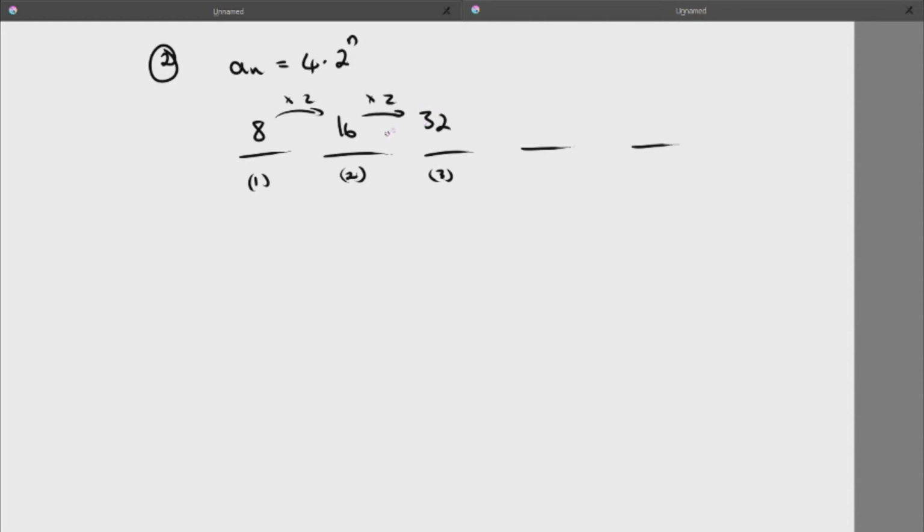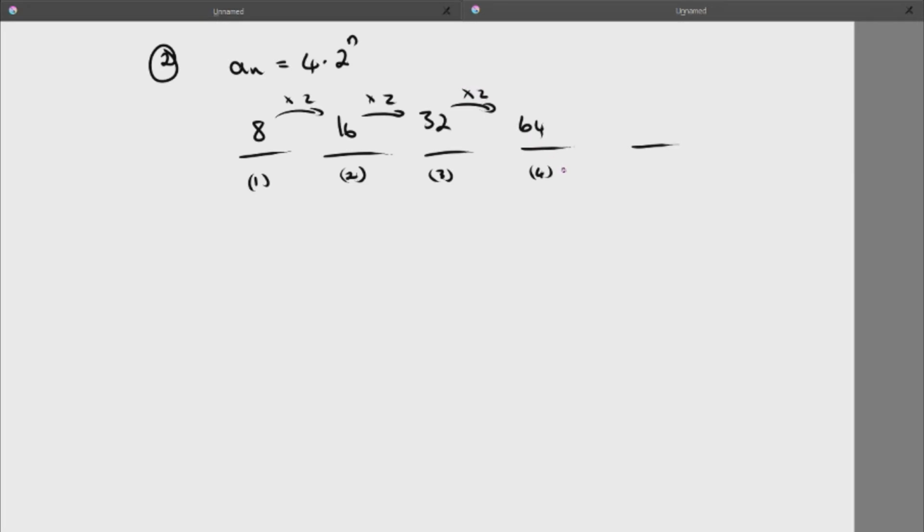So far, it's not enough evidence to really make me feel very comfortable. A couple more. n is 4. 2 to the 4 is 16, times 4 is 64. And that's again a times 2, yes.